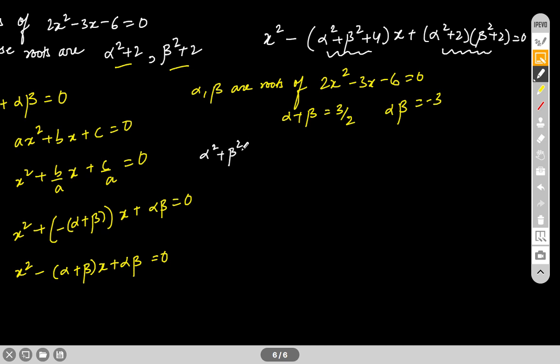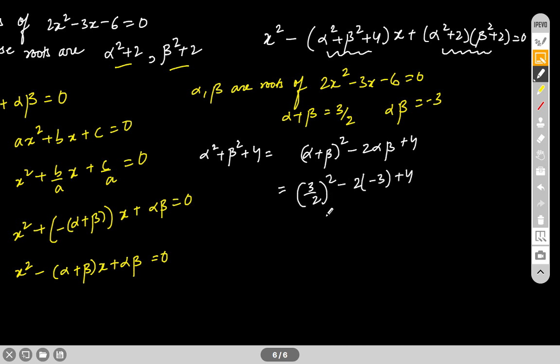Alpha square plus beta square plus 4 is as good as saying alpha plus beta the whole square minus 2 alpha beta plus 4, which is 3 by 2 square minus 2 into minus 3 plus 4, which is going to be 9 by 4 plus 10. That's 49 by 4.